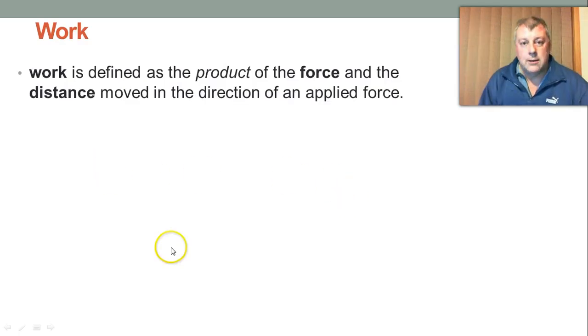Now remember that we're dealing with physics, so our definitions of some of the words that we use will have to change to incorporate the understanding of physics. And so when we say work, in physics it is defined as the product of the force and the distance moved in the direction of an applied force. Got that? So it's the product of the force and the distance moved in the direction of the applied force. So this force is causing something to move, and therefore we have work.